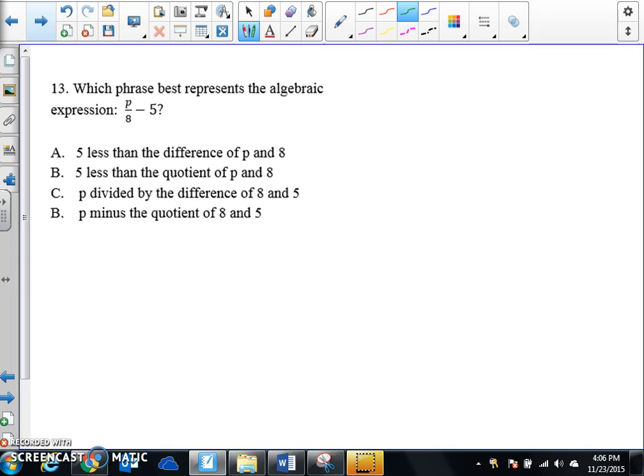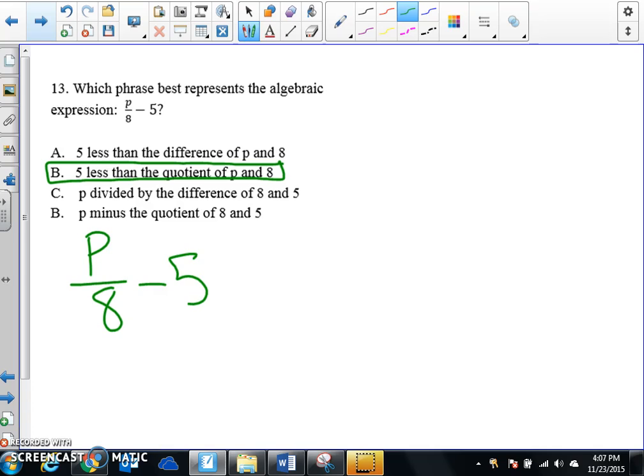All right, so I see that -5 out there, so I'm immediately thinking it's probably going to be a 5 less than, right? So 5 less than the quotient of P and 8. And just to make sure, I'm going to write that out. So 5 less than the quotient of P and 8. Yep, that's what I started with.